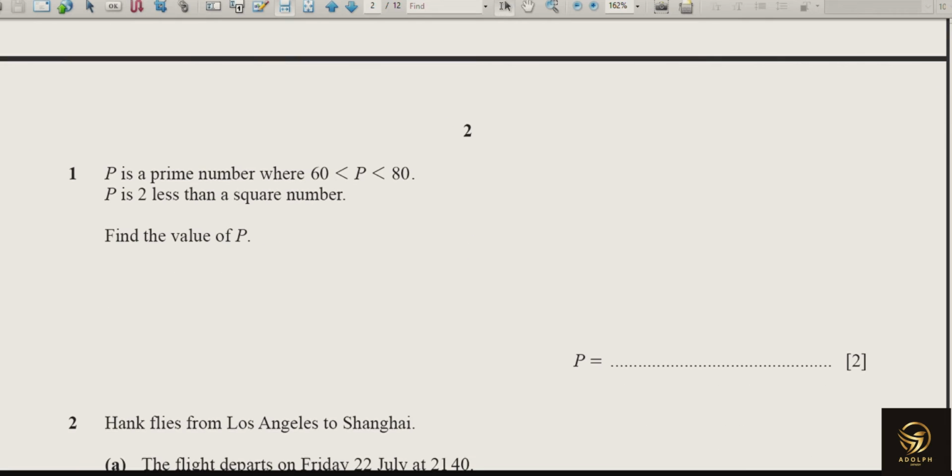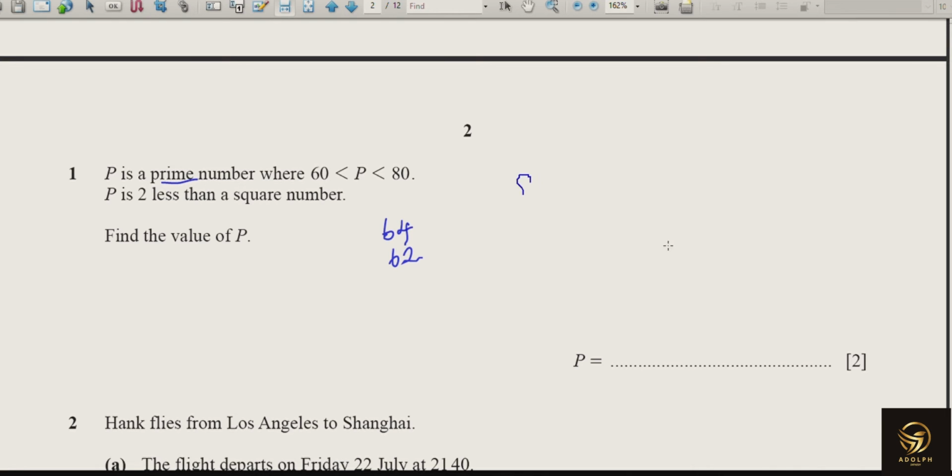So the first question is P is a prime number where 60 less than P less than 80. So the P is in between the two numbers. P is 2 less than a square number. So what is the square number in between them? It is 64. And if it is 2 less than that, it is going to be 62. But that is not a prime number actually, because they have mentioned that it should be a prime number. It is not. What are the other numbers there?